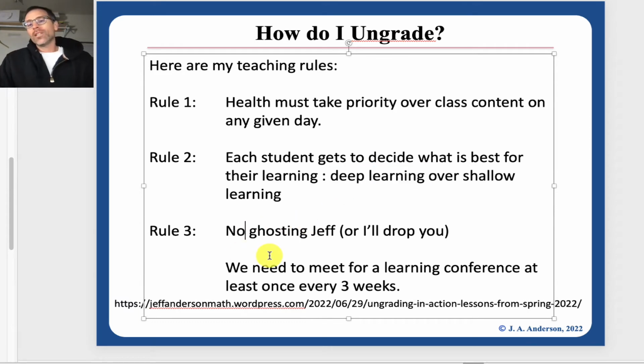And then the third rule is that they can't ghost me. There's no such thing as ghosting Jeff. If you ghost me, I will drop you, period. So what that means is I need to see them at least once every 3 weeks for a one-on-one learning conference. Those conferences last anywhere from 15 to 45 minutes. I've had 2 or 3 conferences this year that lasted 2 hours and a half. I was on campus very late.